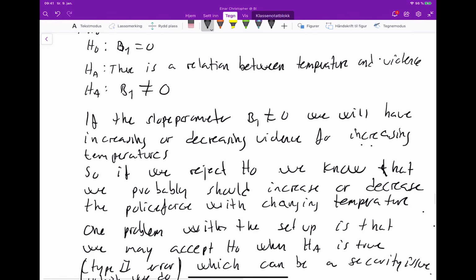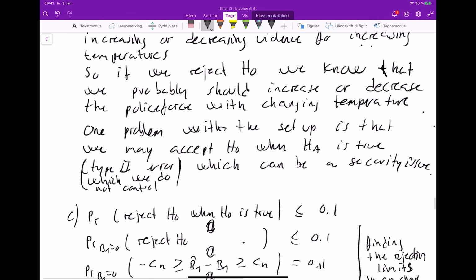So if you reject H0, we know that we probably should increase or decrease the police force with changing temperature. One problem with the setup is that we may accept H0 when HA is true, a type 2 error, which we do not control, and this can be a security issue. Maybe, think about it.